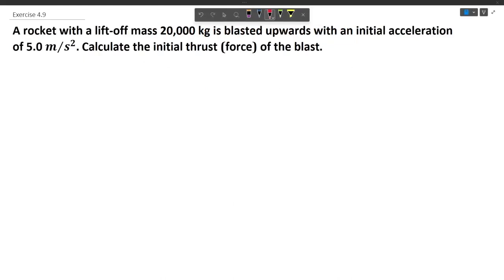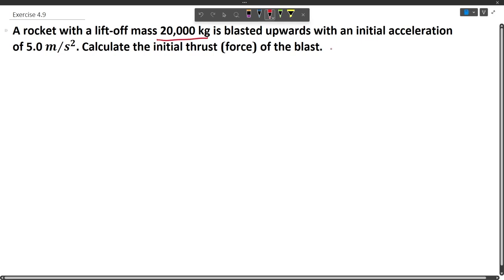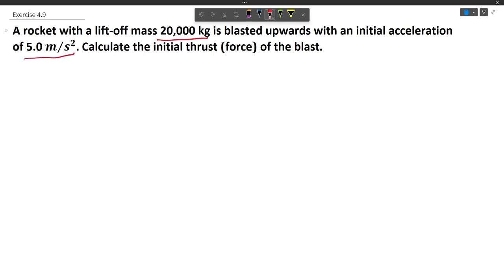The question says that a rocket with a liftoff mass of 20,000 kg is blasted upwards with an initial acceleration of 5 meter per second square. Calculate the initial thrust force of the blast. So let us proceed with drawing the free body diagram.